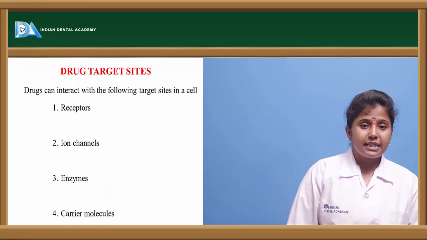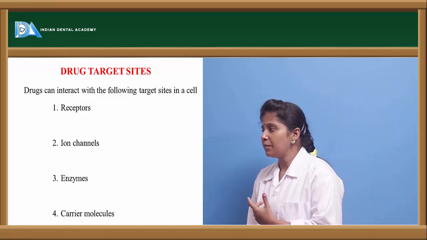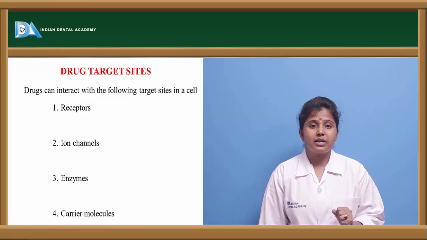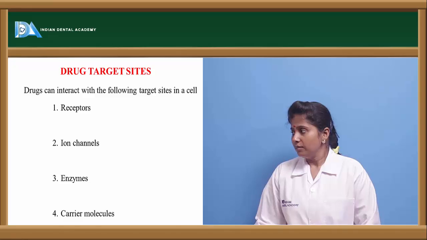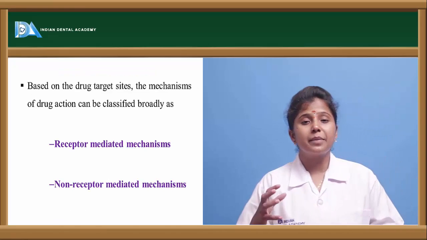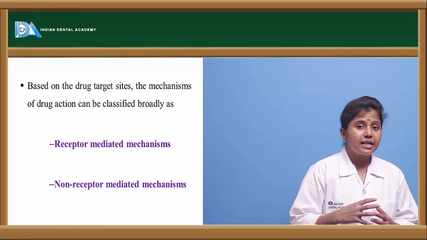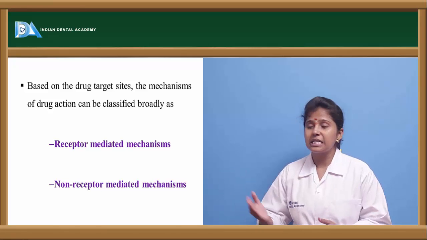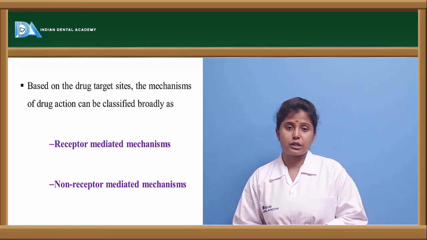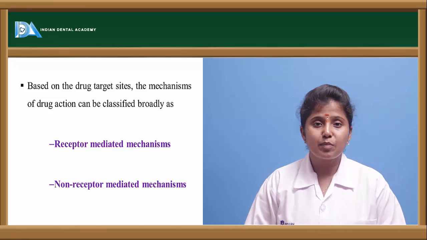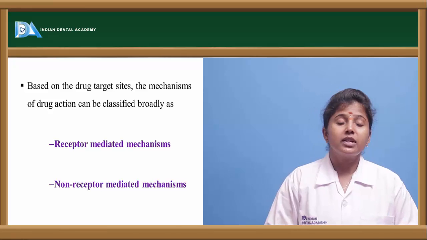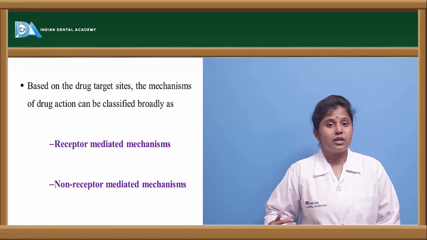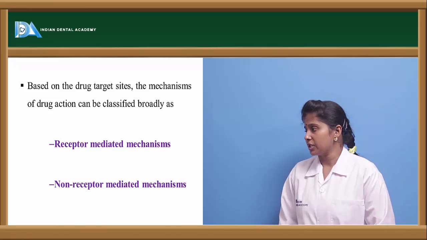Let us see what the target sites are where the drug binds. The drug mainly binds to receptors, ion channels, enzymes, or carrier molecules. Based on the target where it binds, the mechanism of drug action is divided into receptor mediated action and non-receptor mediated action. Receptor mediated means the drug binds to the receptor and shows its action, whereas non-receptor mediated means it binds to ion channels, carrier molecules, or enzymes in order to show its action.